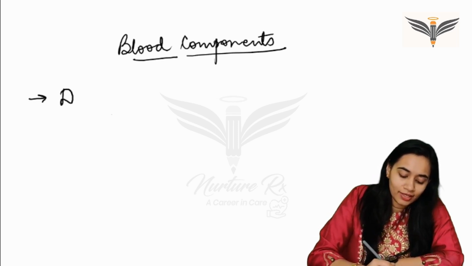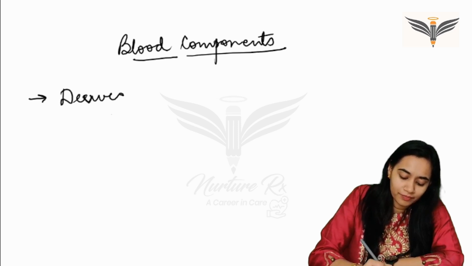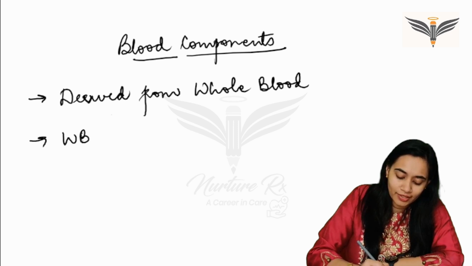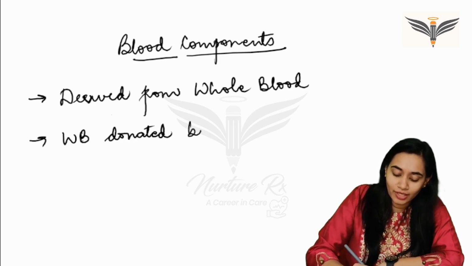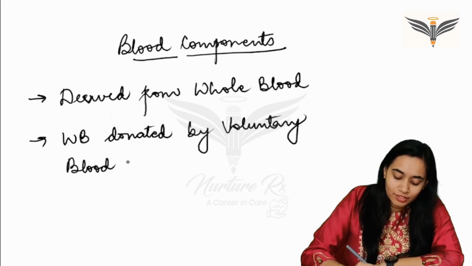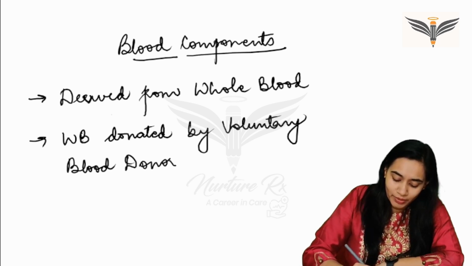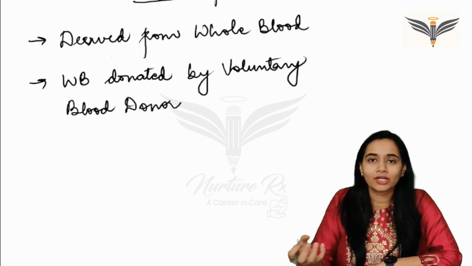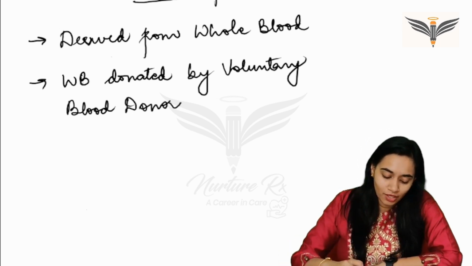So they are derived from whole blood. Now, where is this whole blood coming from? This whole blood is when it is donated by a voluntary blood donor. So once this whole blood is obtained, how is it converted to blood components, or how the blood components are derived from this whole blood?